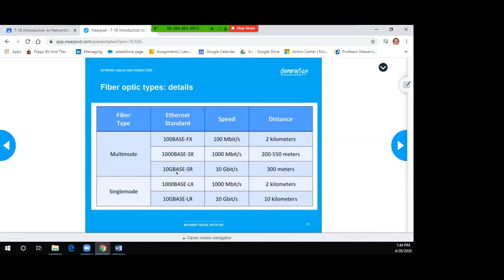So long haul is who? Single mode. Anything that starts with an S is short haul. Multimode. That's what the S stands for, short haul. Okay, and what about F then? Further?